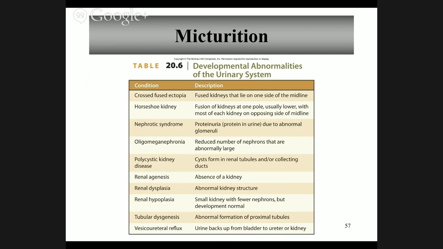Those are all either absence of kidney or abnormal kidney structure, or there may be a small kidney with fewer nephrons. And then tubular dysgenesis, which is abnormal function of proximal tubules, and then vesicoureteral reflux, where urine backs up from the bladder to either the ureter or the kidney.